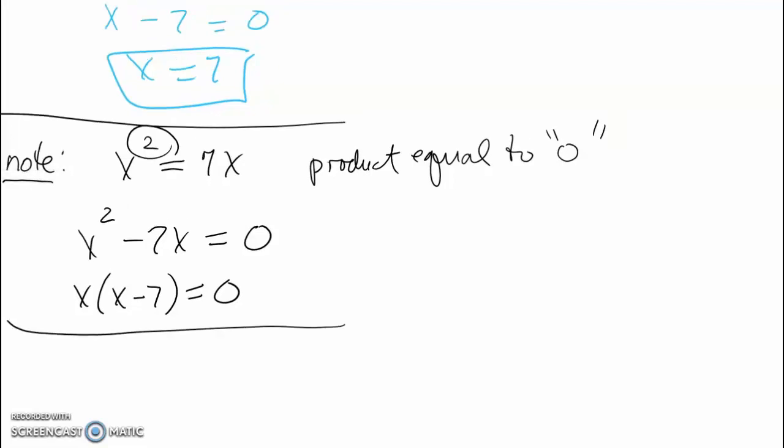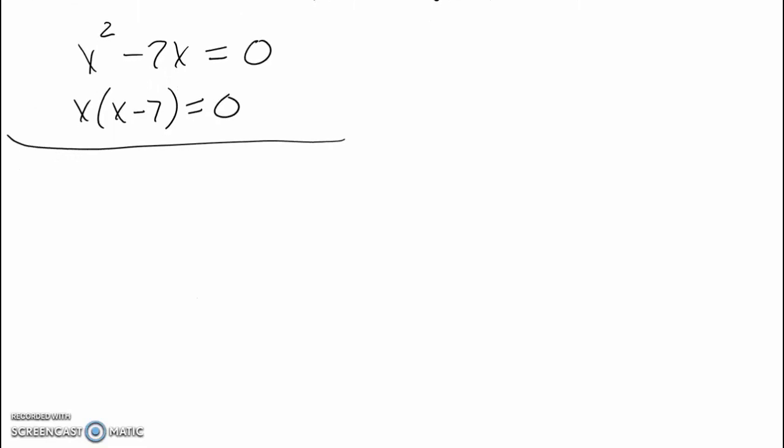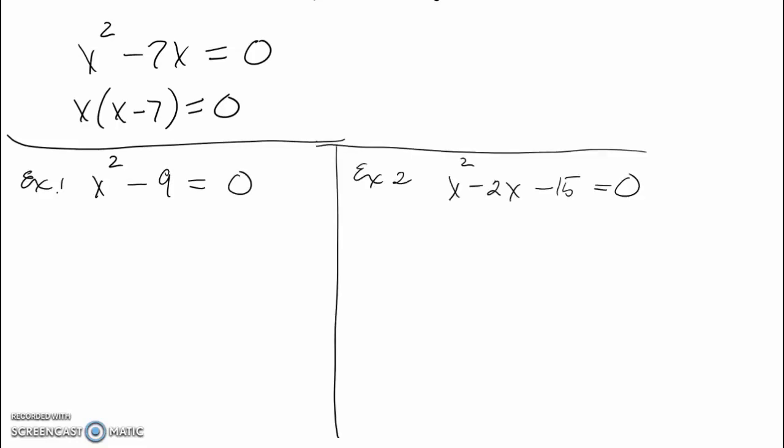I'd like to give you a couple of more examples. So let's take a look at x squared minus 9 equals 0. Okay, in example 1, examine the problem. Do you have a square, and is the polynomial on the left equal to 0? The answer is yes to both. Next example, is the highest power a square? Yes. And is the polynomial on the left equal to 0? Yes. You are good to go for the zero factor property.